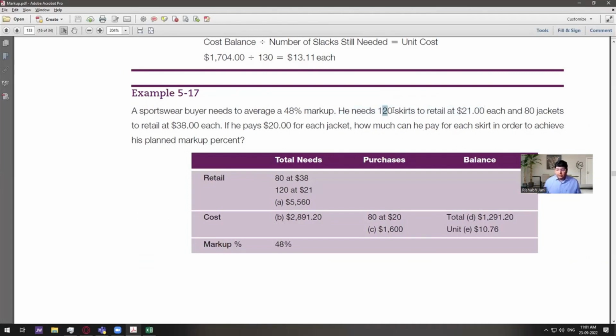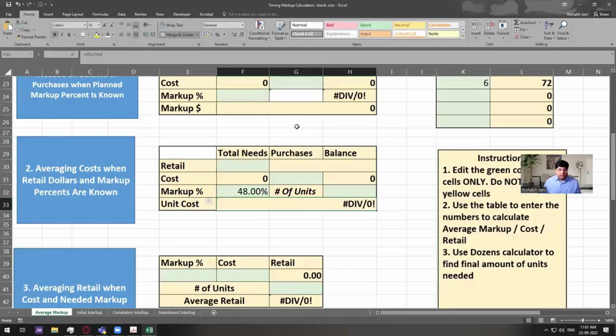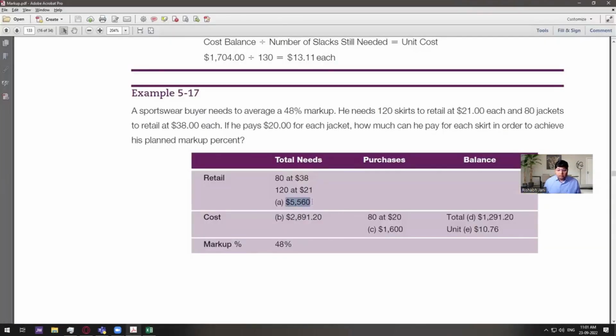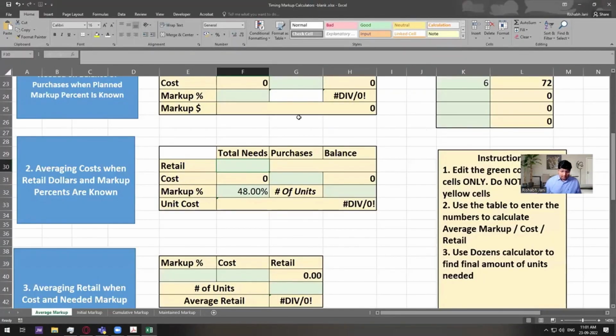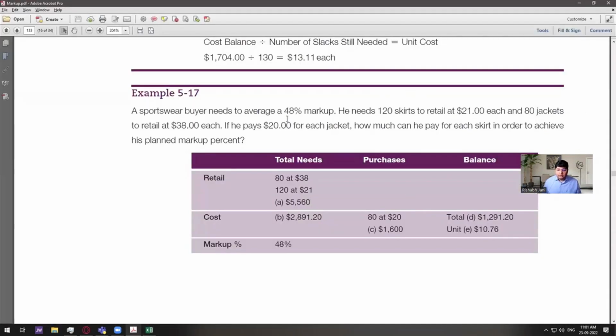So 120 at $21 each. 120 by 21 gives us our total retail of 2,520. Now we know what our cost needs are. Now let's look at what's already purchased. This is 120 and 80 jackets. So adding up these two figures, we get our cost.